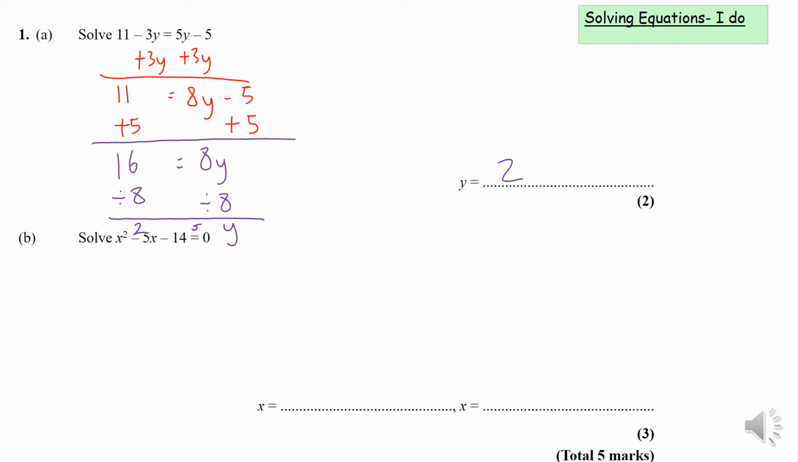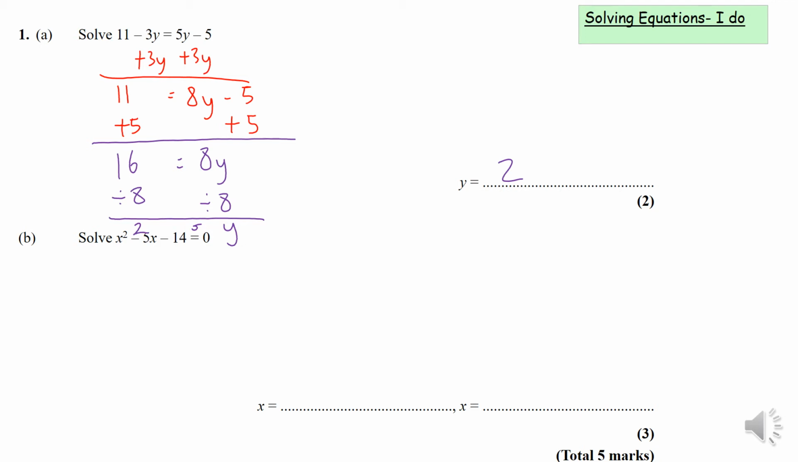Question B. Now here we have a quadratic, okay, and if it's in this format, we can solve it. One way is by factorizing. So if I was to factorize this, we use a method called the product and sum method.